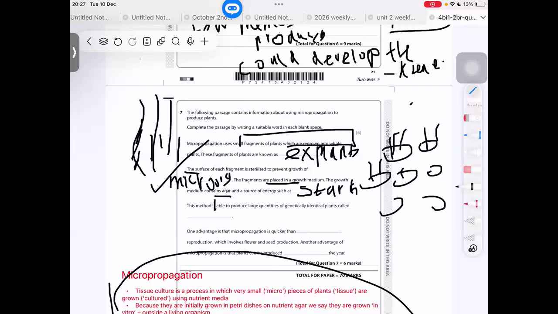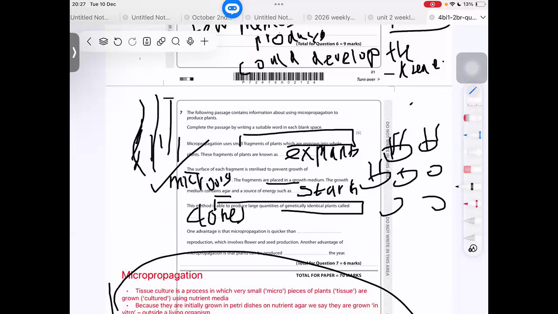This method is able to produce large quantities of genetically identical plants called? Clones. Identical plants called what? Clones. Yes, clones, very good. That means producing identical plants.